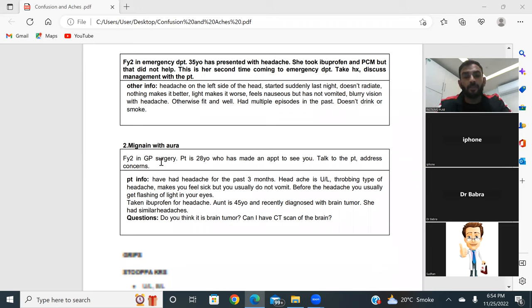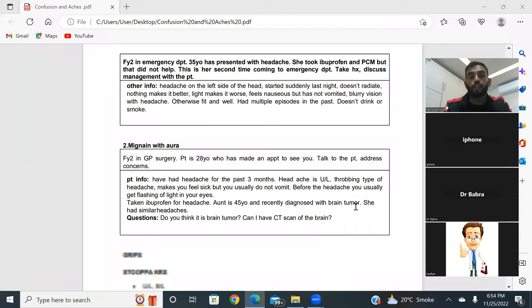Migraine with aura, similar scenario, in the GP surgery. She made an appointment and talked to address the concern. This is in the GP, and the earlier one was in the emergency. This is the difference, so always keep that in your mind. Had headache for the past 3 months, unilateral, throbbing, feels sick, no vomiting. Before the headache, she usually gets flashing of light. This is your aura. Takes ibuprofen for the headache.